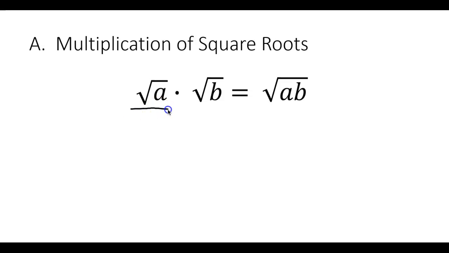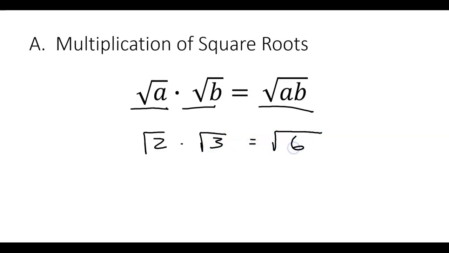If you have the square root of a times the square root of b, you can put those two square roots together. So for instance, if I had the square root of 2 times the square root of 3, then that would be the square root of 2 times 3, which is 6.